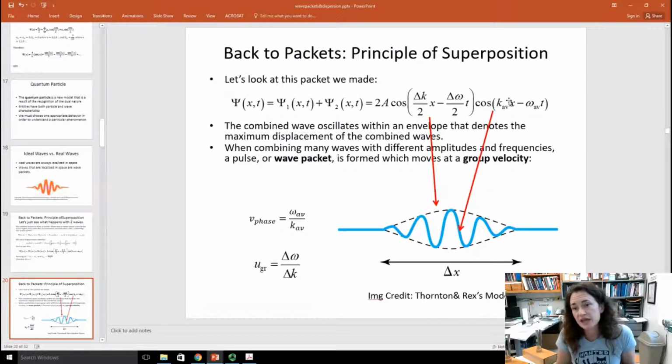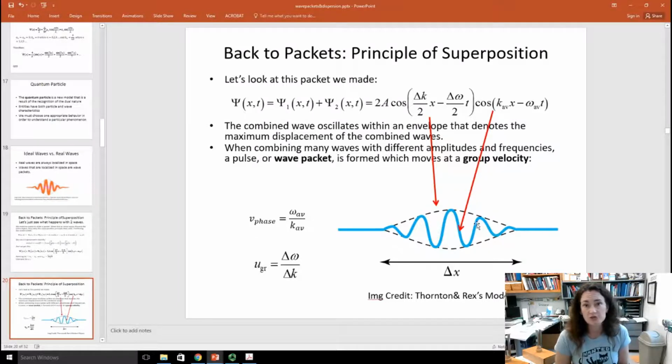Now this cosine of k average and omega average term, that's our blue here, okay? Now we call these two things different. This dashed line represents the group, and the blue is the phase, okay? So if you look at these two cosine terms, you can see that we could calculate a velocity from each one of these. Now the phase velocity would be omega average over k average, and that's the blue. Whereas the group velocity is delta omega over delta k, okay? And that's the dashed line.